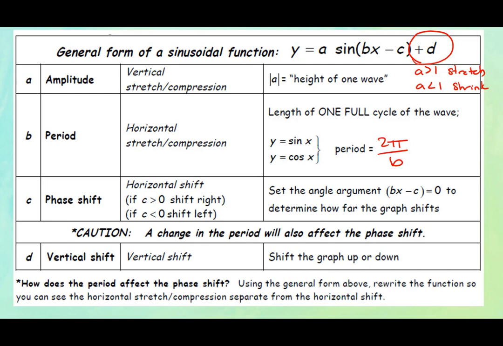Now, phase shift is where it gets a tiny bit more confusing. The phase shift can be found by finding what c over b is. If it's positive, it's going to the left, and if it's negative, it's going to the right. So how does the period affect the phase shift? Using the general form above, we can rewrite the function so you can see the horizontal stretch and compression separate from the horizontal shift. And that's what this is right here. I formulated that from this actual part here. You can use this at any time in order to solve the problems that are coming up.